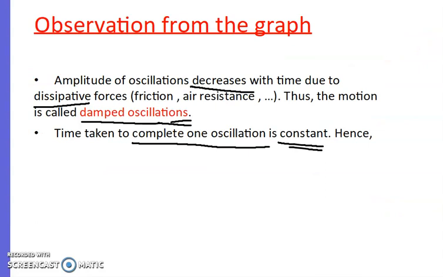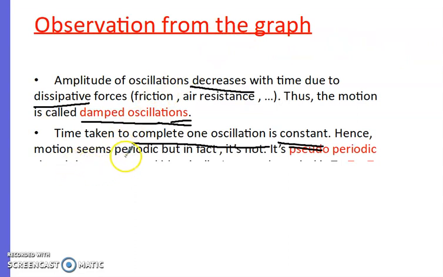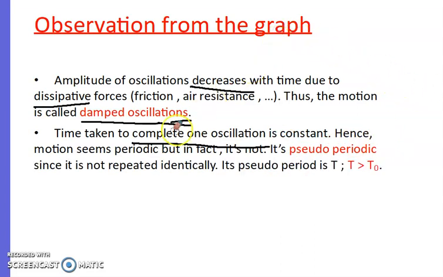This means what? It seems for us the motion is periodic. Why? Because the motion repeats itself every constant interval of time. But in fact, it's not periodic motion. Why? The motion seems periodic, as I said, but in fact it's not. It is pseudo-periodic, meaning it is counterfeit, not truly periodic. Why is this? Since it is not repeated identically. Why is it not repeated identically?